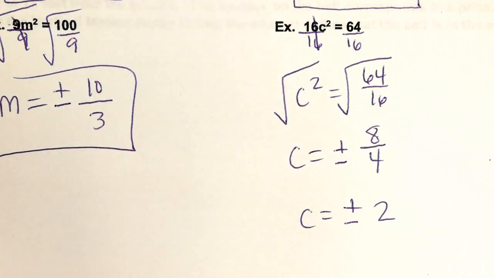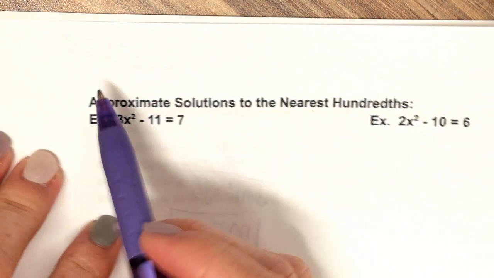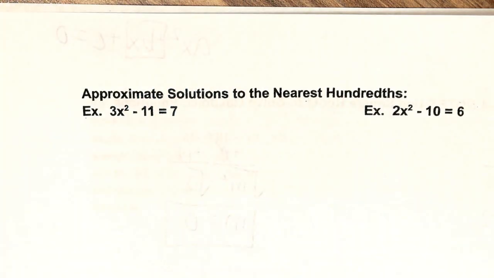Now, that's if they're perfect squares. Can I use this if they're not perfect squares? The answer is yes. But you would usually just leave your answer as a square root. Notice we took the square roots off because they're perfect. Yes? So now let's look at some that aren't perfect. Notice it says approximate solutions to the nearest hundredth. So you can take it out of the square root and round to the hundredth place, or you can leave it as a square root. All right, so here we go.